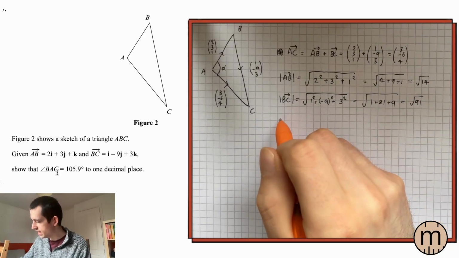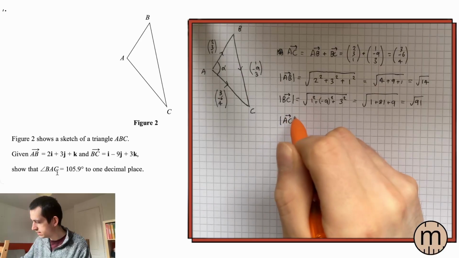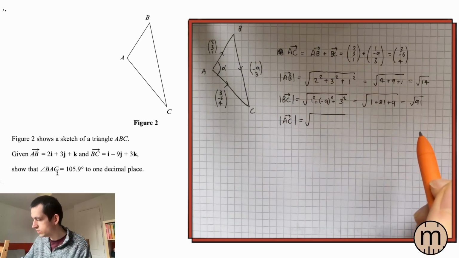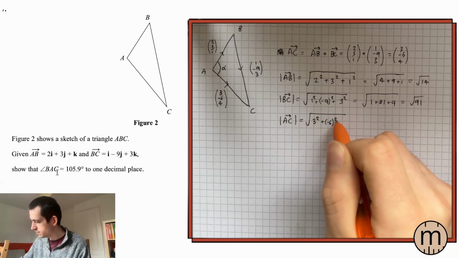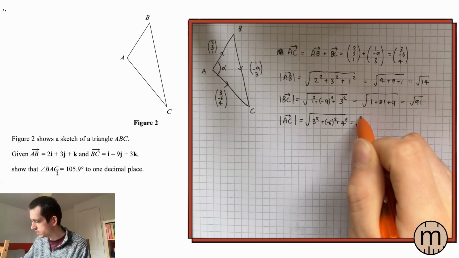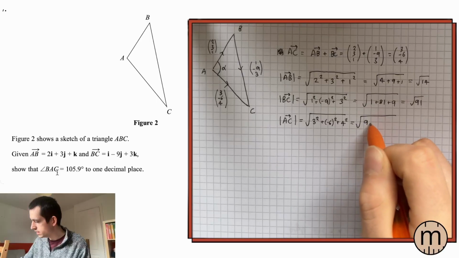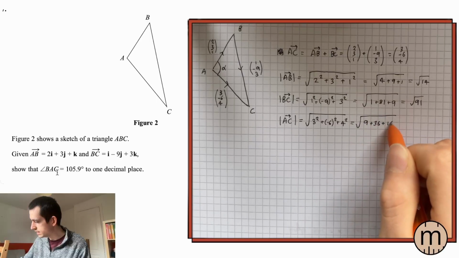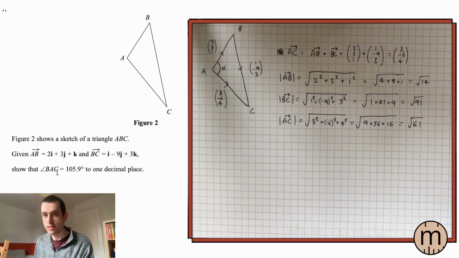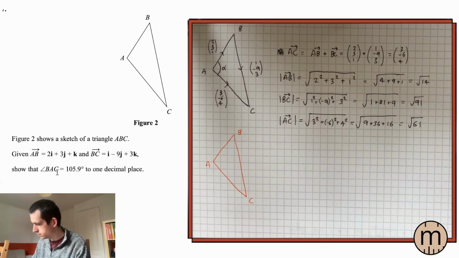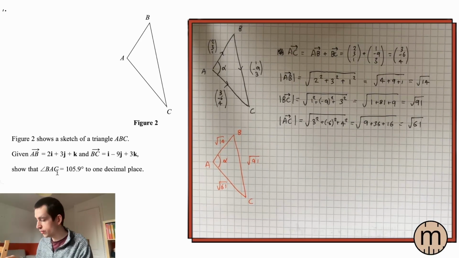Let's do it again for AC. Square root of 3 squared, minus 6 squared, and 4 squared, which is 9, 36, and 16, which is root 61. What we're going to do now that we've got these side lengths, let me draw another diagram and we'll see. We've got 3 sides and 1 angle.